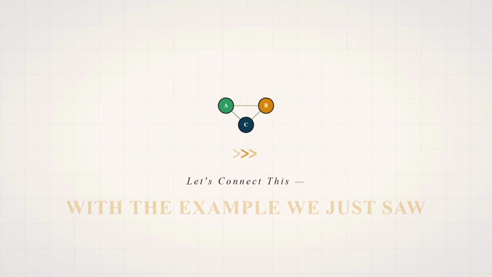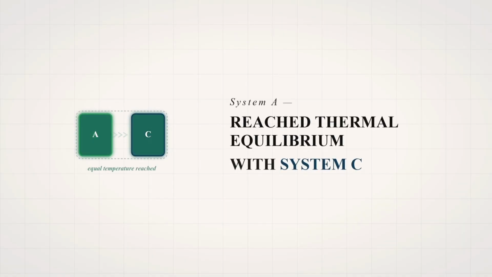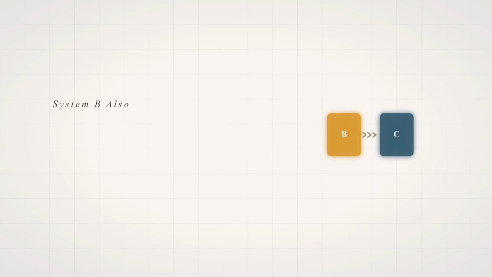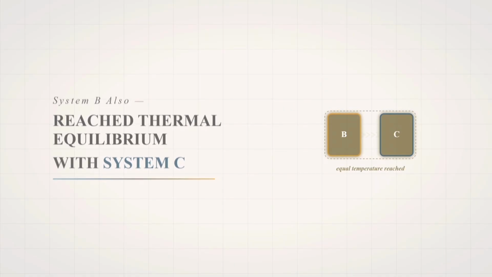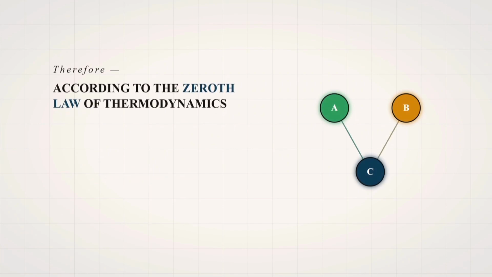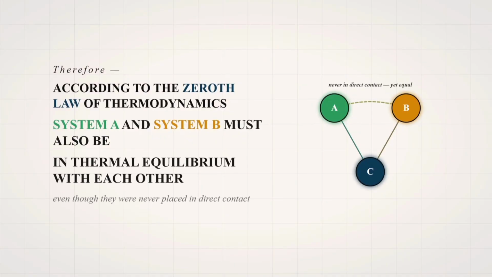Let's connect this with the example we just saw. System A reached thermal equilibrium with System C. System B also reached thermal equilibrium with System C. Therefore, according to the Zeroth Law of Thermodynamics, System A and System B must also be in thermal equilibrium with each other, even though they were never placed in direct contact.